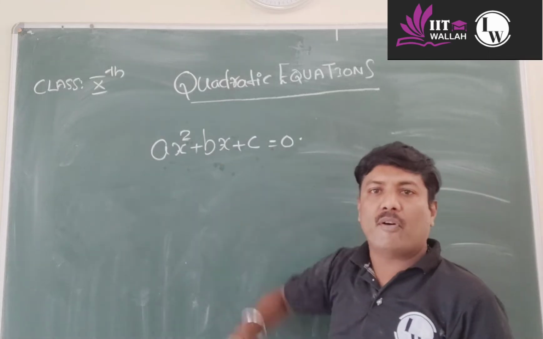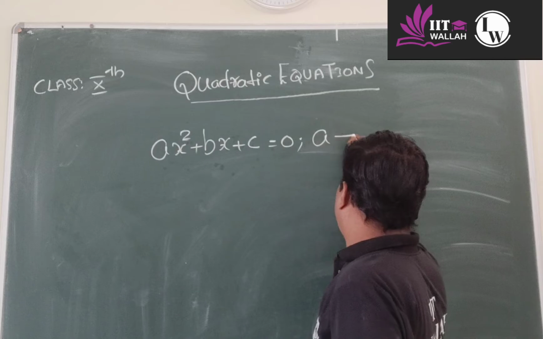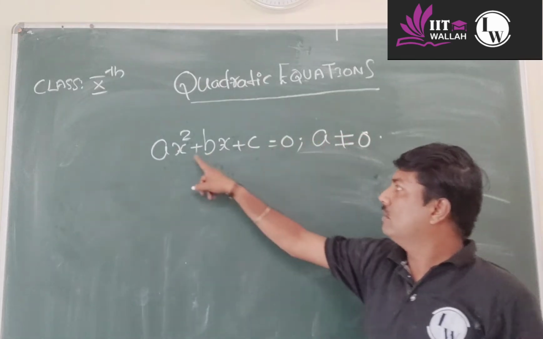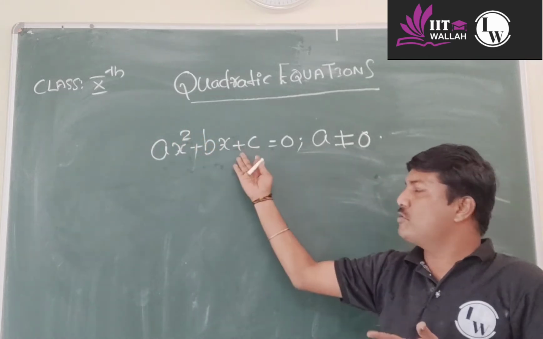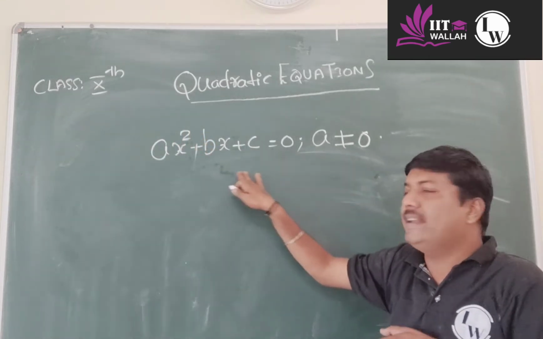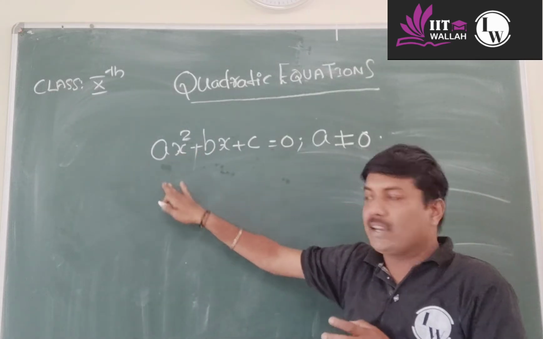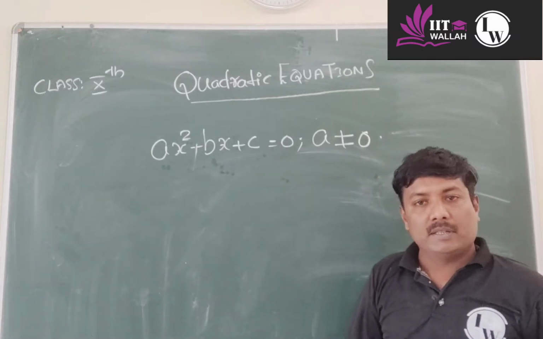This is the standard form of a quadratic equation where a cannot be equal to 0. Why? Because if a is 0, this term will vanish. So its degree will change to 1. It will become a linear equation, right? That's why a cannot be equal to 0. But b can be 0 or c can also be 0.